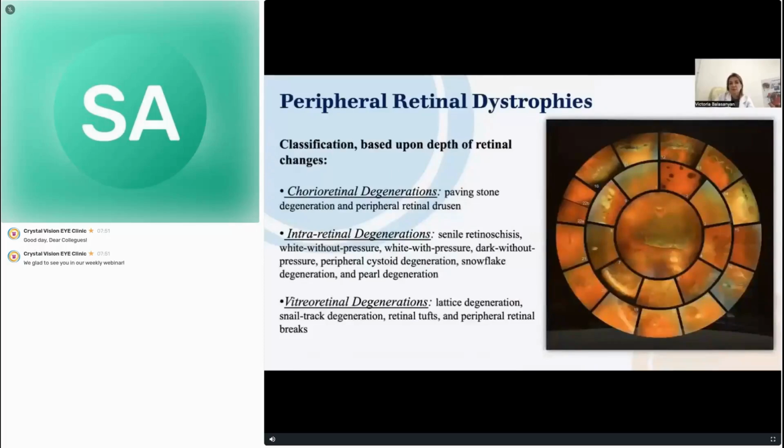The commonly used classifications of peripheral retinal degenerations are based upon the depth of retinal change observed on optical coherence tomography. Chorioretinal degenerations: paving stone degeneration and peripheral retinal drusen. Vitreoretinal degenerations: lattice degeneration, snail track degeneration, retinal tuft, and peripheral retinal bricks. Intraretinal degenerations: senile retinoschisis, white without pressure, white with pressure, dark without pressure, peripheral cystoid degeneration, snowflake degeneration, and pearl degeneration.